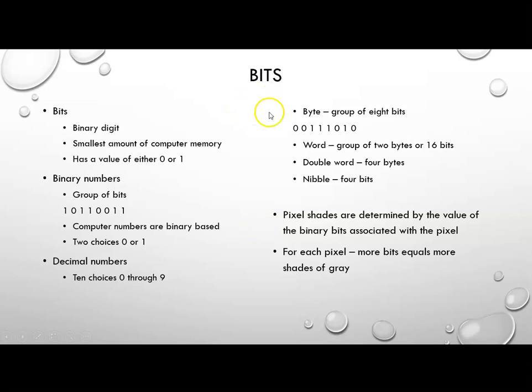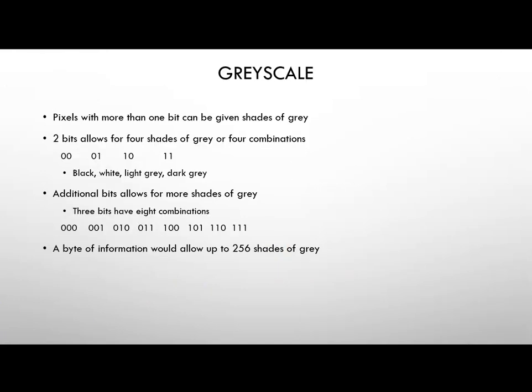The thing about a bit, especially when you're looking at a byte of information, is that the grayscale of the image is determined by the value of the byte associated with the pixel. So each pixel shade is determined by the value of the binary bits associated with the pixel. Now, for each pixel, the more bits you have, the more shades of gray you can have. So, as an example, if we only had 2 bits for each pixel, we would be allowed to have 4 shades of gray, because there's 4 combinations that can be made with 2 bits.